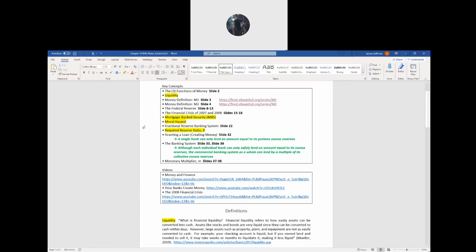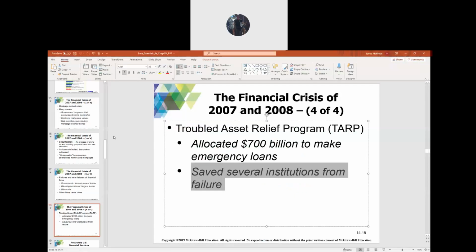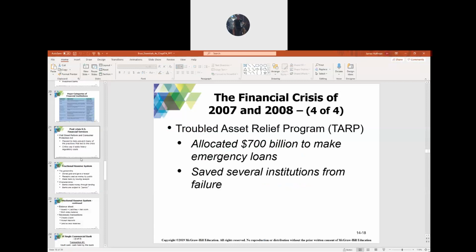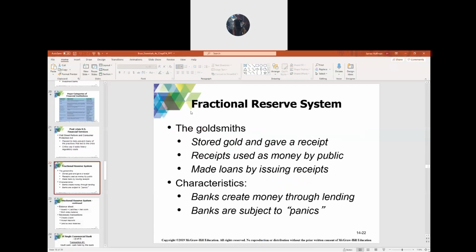Okay, slide 22. Let's talk a bit about the actual banking system, the fractional reserve banking system in the US and what we're working with here. So, slide 22.